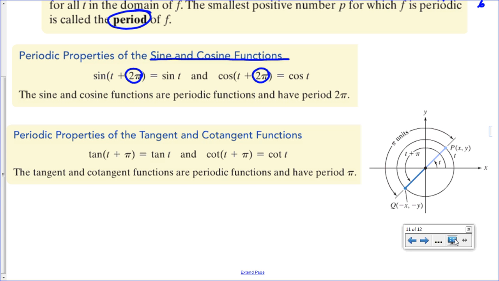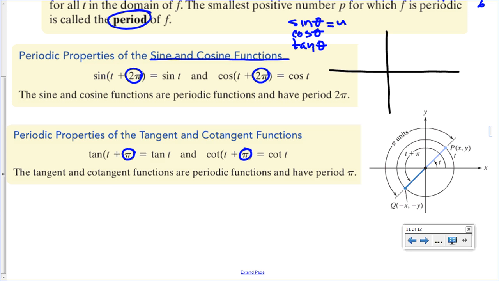All right, now with tangent, it's a different story. With tangent, the period is not going to be 2 pi. The period is actually going to be pi. Now, I think we're ready to do this. Remember how I always go in this order, right? Sine, cosine, tangent. Yes? Sine, cosine, tangent. It's like a little song. Sine is the y, cosine is the x, and tangent, of course, is the y over x.